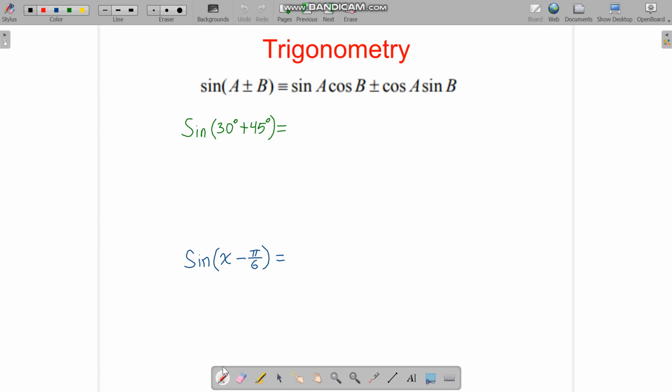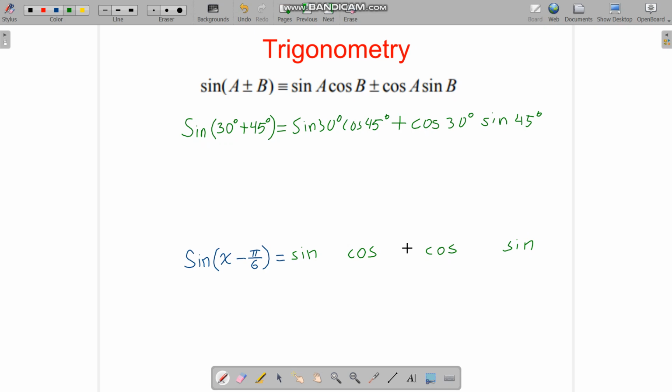For example, sine 30 degrees plus 45 degrees, that will be sine 30 degrees cos 45 degrees, where the A is 30 and the B is 45, plus cos, the A is 30, the B is 45 degrees. If it's subtraction, again sine cos, minus cos sine.